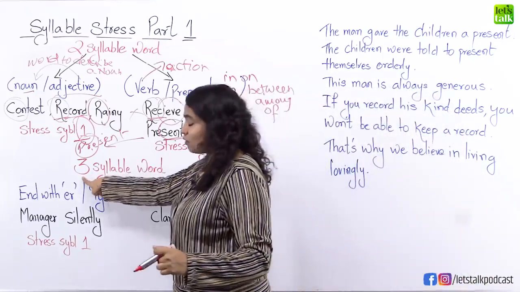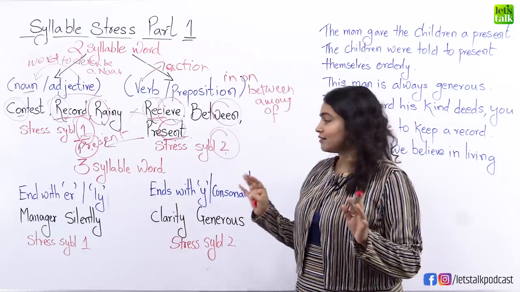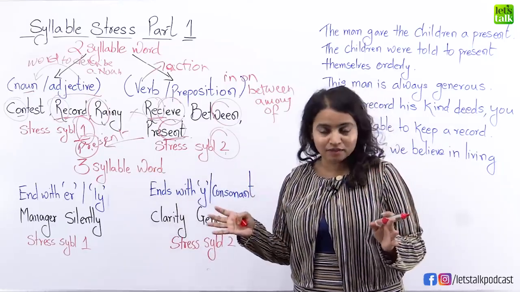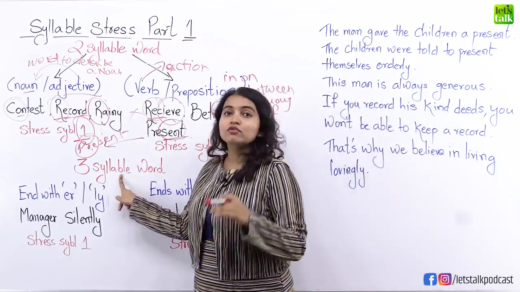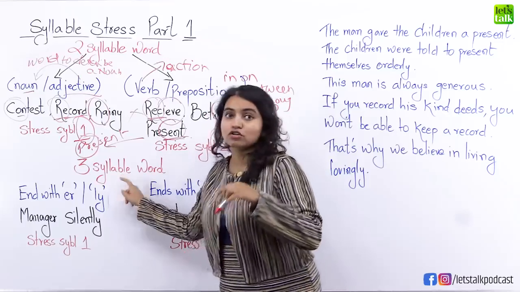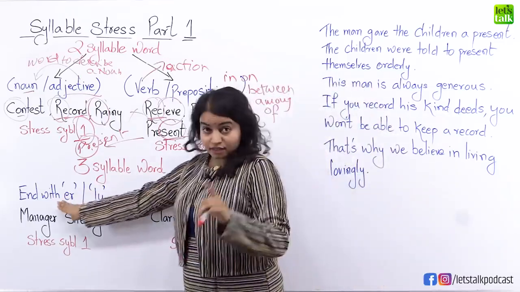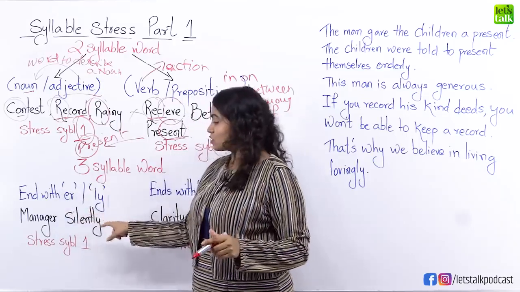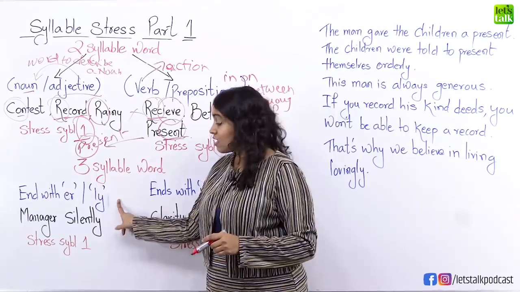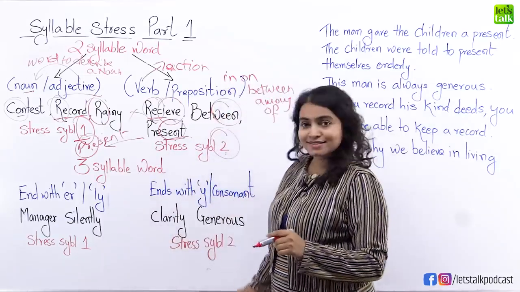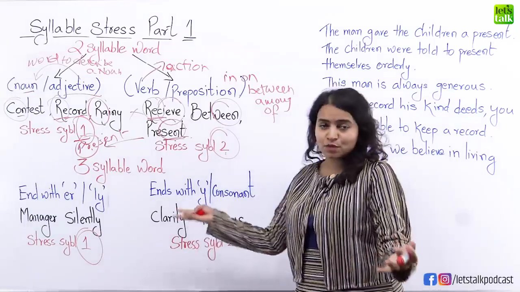Let's go to what happens if we use a 3-syllable word. Well, you might think it's a little complicated, right? No, it's not. It's really simple. Now, if you have 3-syllable words, which means if your jaw drops 3 times when you say the word, and if that 3-syllable word ends with an ER or an LY, then you are going to stress syllable number 1. So let's look at some words.